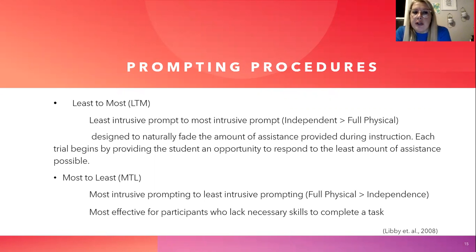The next is most to least. So you would start with the most intrusive prompting and then work your way to the least intrusive prompting. So starting at full physical and working your way to independence. This is most effective for participants who lack necessary skills to complete a task. So if the child is lacking the necessary skills it takes to washing their hands, it would most likely be that you would use the most to least prompting, starting with the most intrusive until those necessary skills are acquired. Then you can work your way to least intrusive prompting until that client reaches independence for that skill.